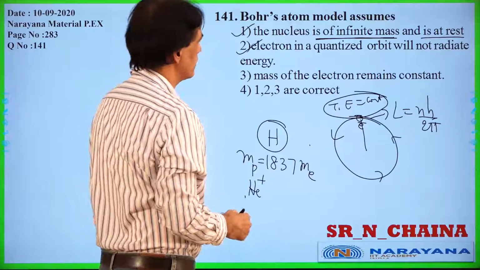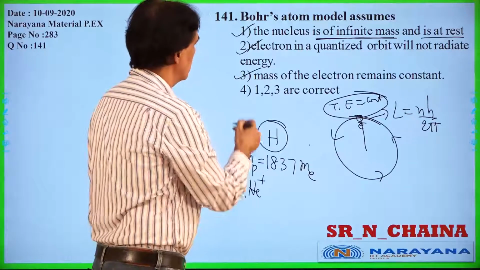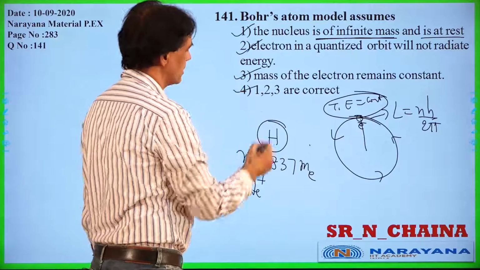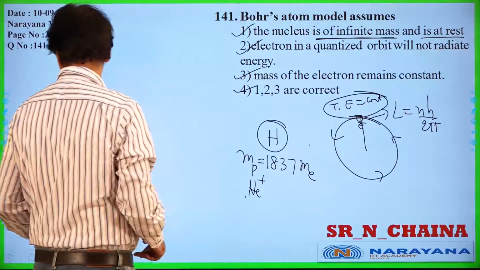Okay, let's see the next one. Mass of the electron remains constant, of course true. So all 3 assumptions are correct, right? So 1, 2, 3 are correct. That's the correct answer. So let's see the next question.